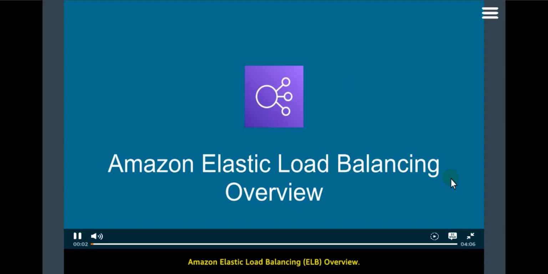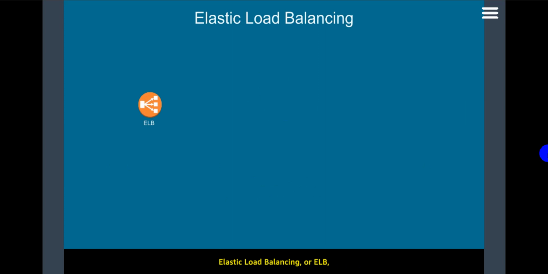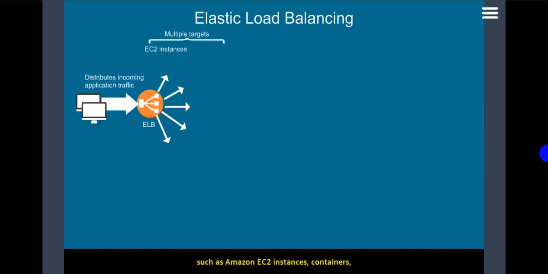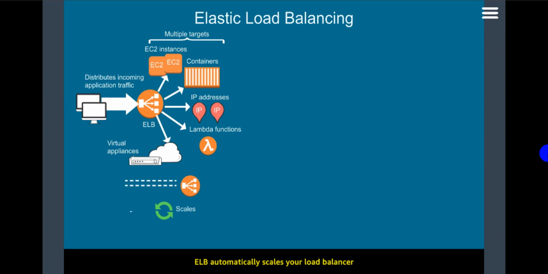Amazon Elastic Load Balancing Overview. Elastic Load Balancing, ELB, automatically distributes incoming application traffic across multiple targets, such as Amazon EC2 instances, containers, IP addresses, Lambda functions, and virtual appliances. ELB automatically scales your load balancer as your incoming traffic changes over time.